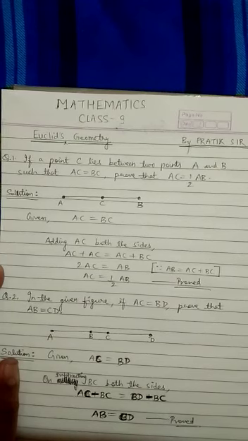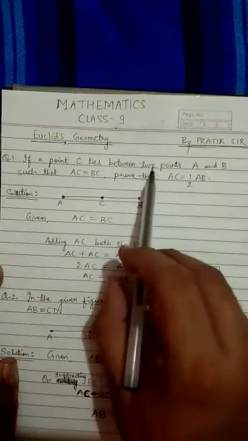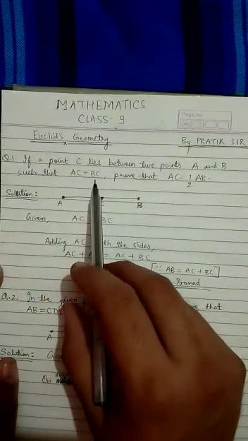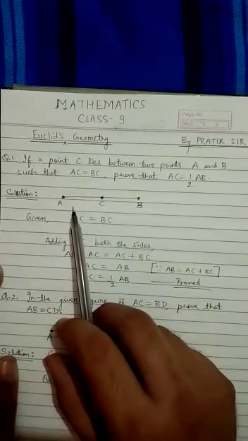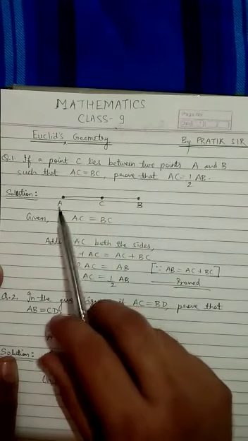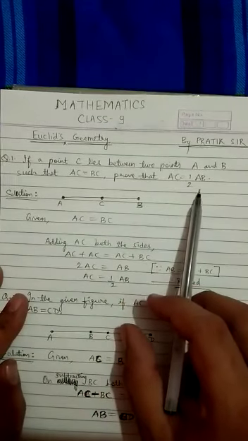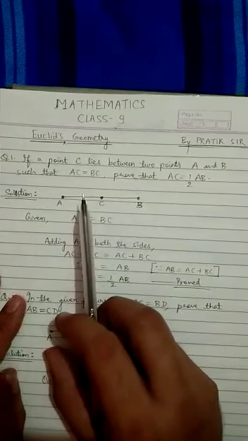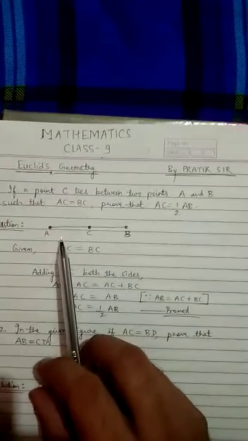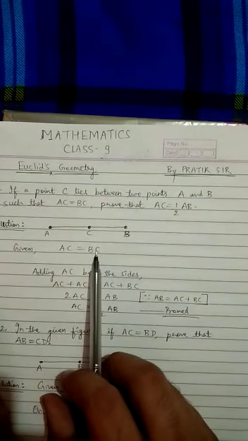Let us study. Question number 1 is, if a point C lies between two points A and B such that AC equals to BC. In this figure you can see AC equals to BC. Point C lies between A and B. We have to prove that AC equals to half of AB. Now in this figure it is given that AC equals to BC.